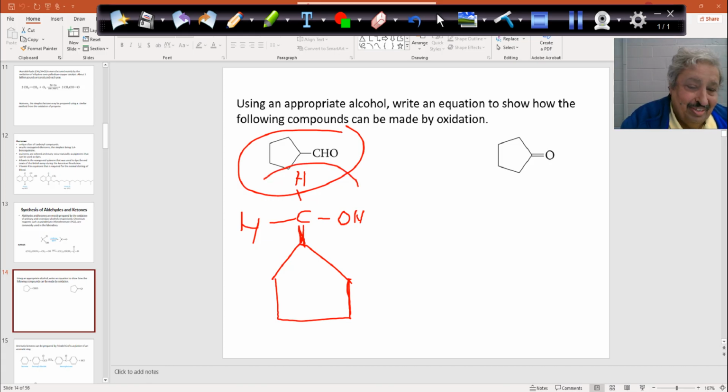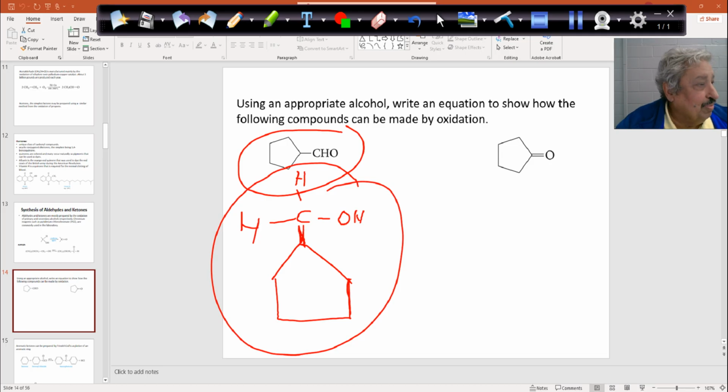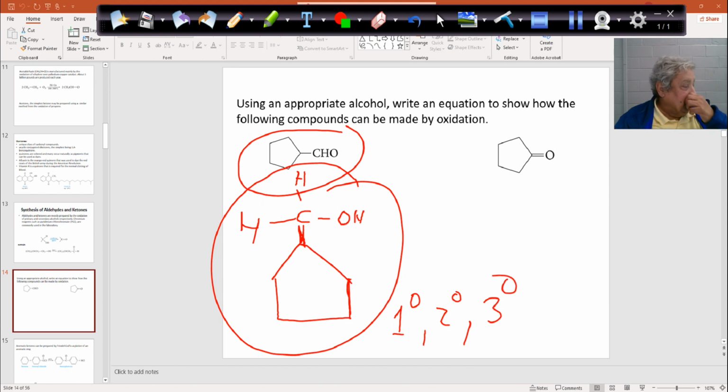This one here. What is this? Secondary, primary? Which one? Primary. Not secondary? That's a primary one. Come on, guys, give me a break. I just want to see where you are thinking, guys.